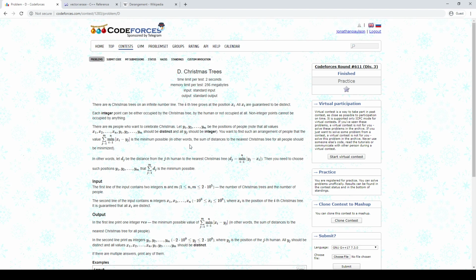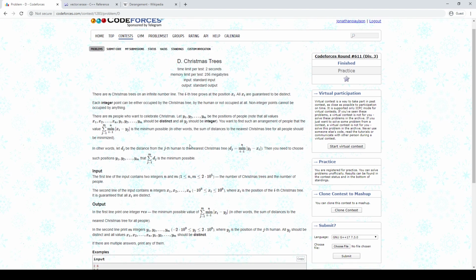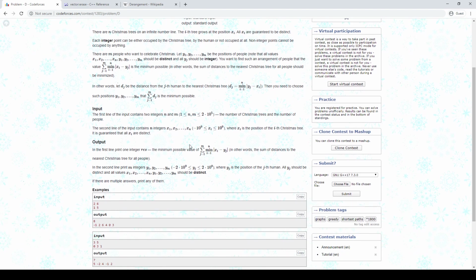I see. We need to pick positions for the people such that they're all pretty close to the Christmas trees. It's a weird problem. Okay, so we have a bunch of Christmas trees, and we need to assign positions to the people, and they should be as close to the Christmas trees as possible.